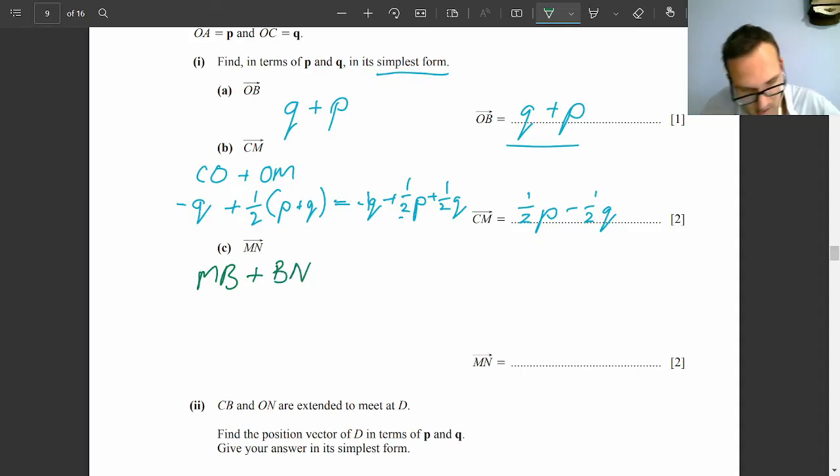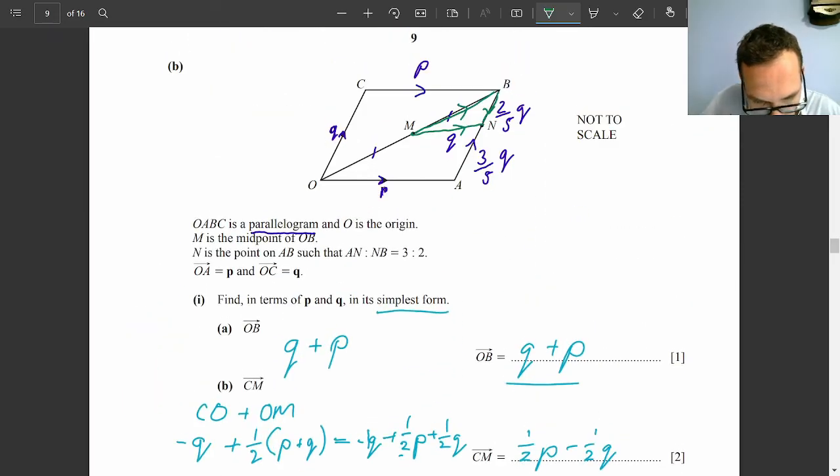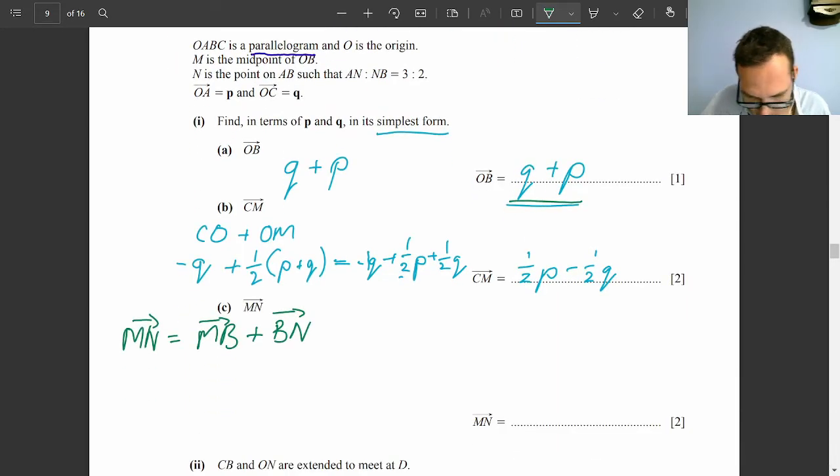Okay, so first that MB. Let's write that down properly. MN equals from M to B to N. Right, let's have a look. So MB, we already know that. That is half of that line OB, which we got in question A, which is P plus Q or Q plus P. So again, we're going to have half P plus Q.